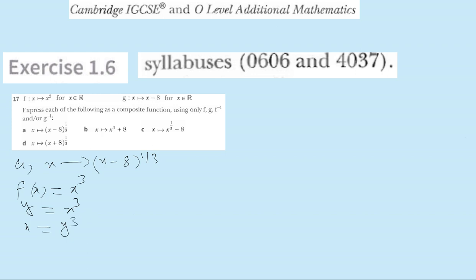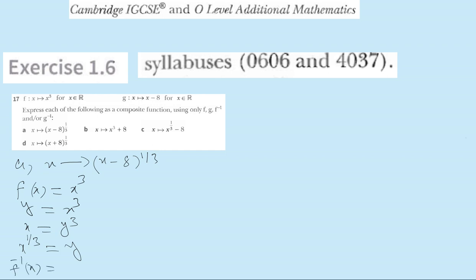y cube. And now taking, make this y the subject of the given formula. So this is 3. If you move this 3 to the other side, it will become 1 upon 3. So y is equal to x to the power 1 upon 3. And this y, replace this y by f inverse x.